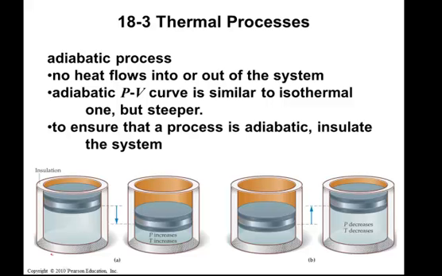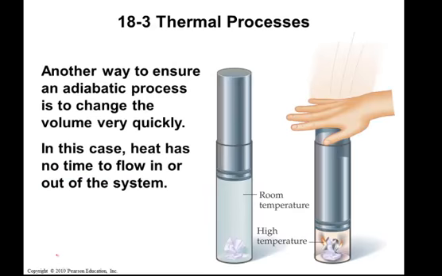An adiabatic process is one in which no heat flows into or out of the system. And an adiabatic pressure times volume curve is similar to the isothermal one that we saw before, but it's going to be steeper. To ensure that a process is adiabatic, we must insulate the system, because that's going to help us make sure there's no heat coming into or out of the system. Another way, besides insulating it, to make sure that an adiabatic process occurs is to change the volume very quickly. In that case, it doesn't have time for heat to flow in or out of the system.